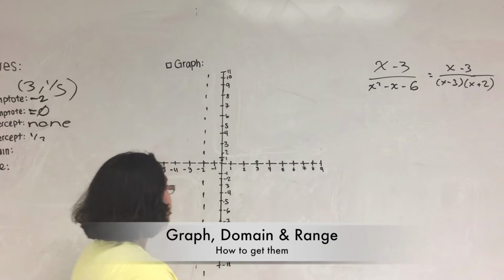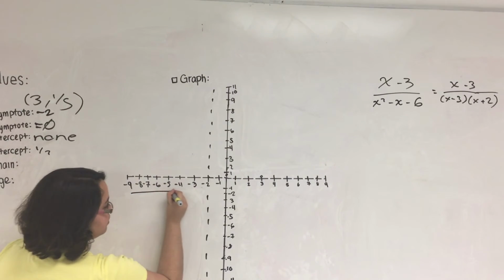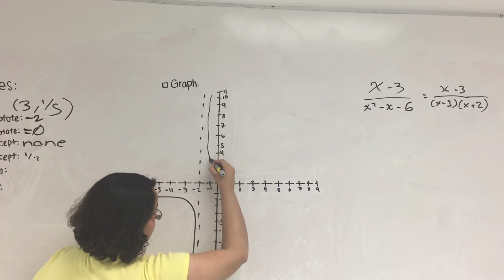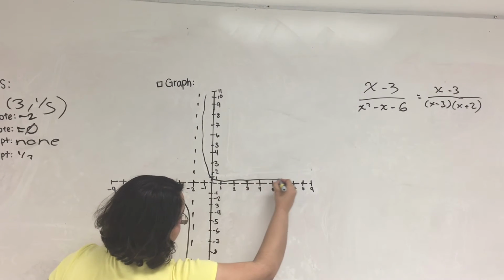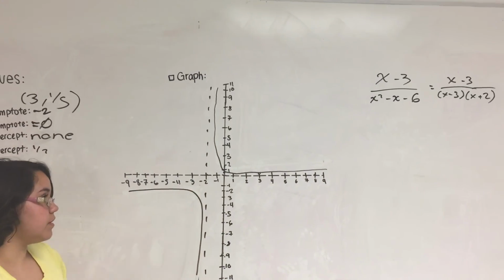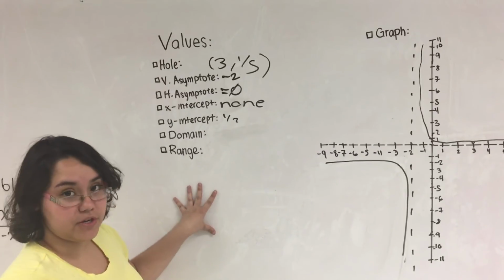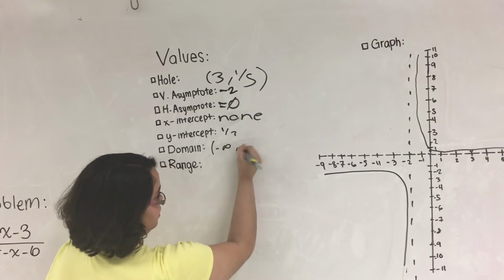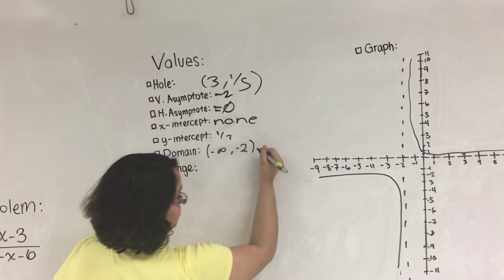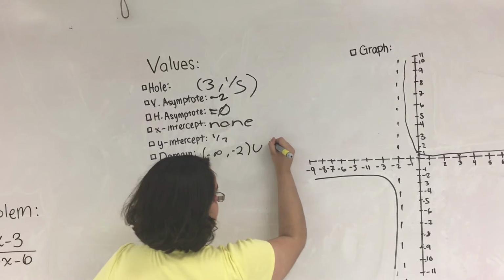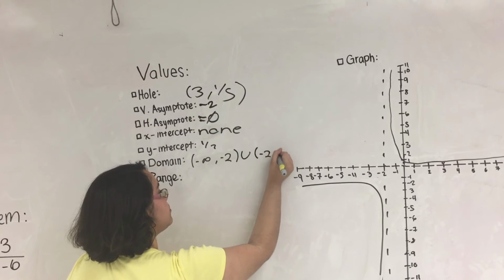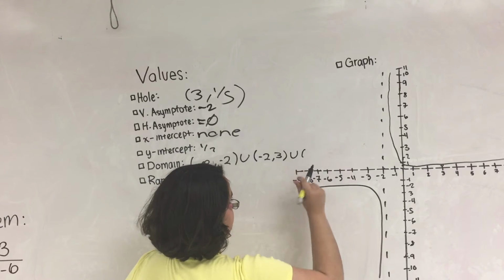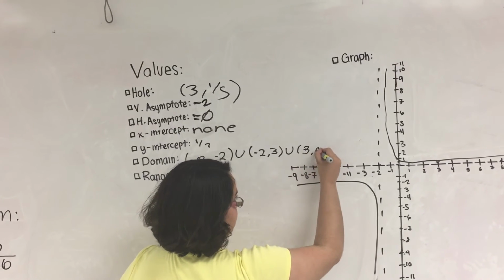Now we're going to graph. So we have something like this, and right around here. Now we're going to start with our domain. For our domain, we have negative infinity, comma, negative 2, close parenthesis, union, open parenthesis, negative 2, comma, 3, close parenthesis, union, open parenthesis, 3, comma, infinity.